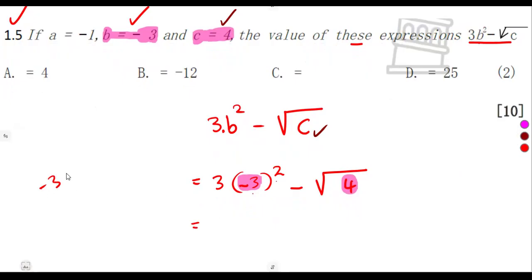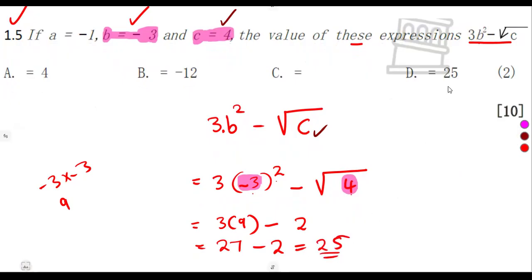-3 squared means -3 times -3. So that's a positive 9. So it's 3 times 9 minus what is the square root of 4? That's a 2. 3 times 9, that's 27. Minus 2, which is equal to 25. So the best answer was going to be what?